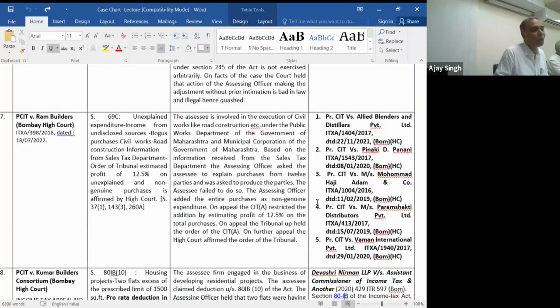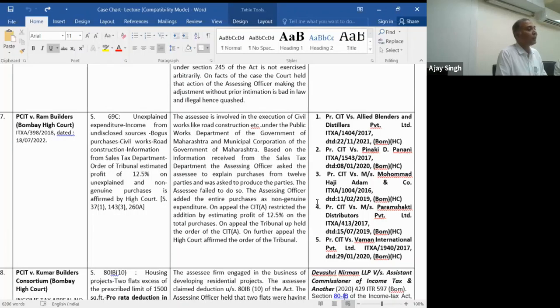Yes, one thing you can borrow from this decision is that in a case where you have provided the complete details before the lower authorities, and thereafter the lower authorities have estimated your disallowance at some percentage, whether it's 12.5 or some other GP addition, in such cases the courts are taking a consistent view that we will not interfere in such type of matter. But that depends on the facts.